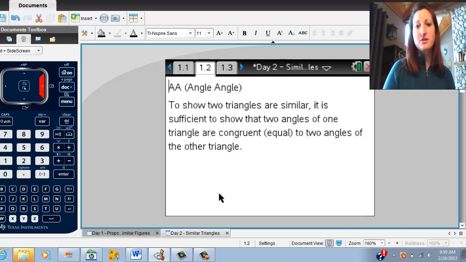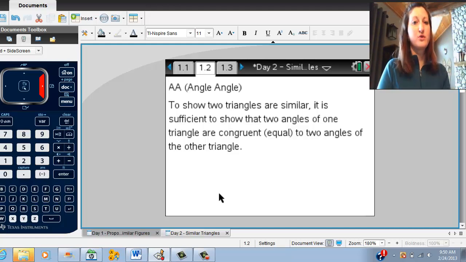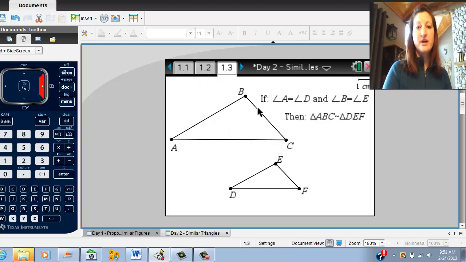So just to talk about them a little bit more, angle-angle, to show that triangles are similar using angle-angle, you have to show that you have 2 pairs of corresponding angles that are the same size. So here, if we knew that angle A was equal to angle D, and angle B was equal to angle E, then that's enough to say that those 2 triangles are similar. Again, not congruent, similar.